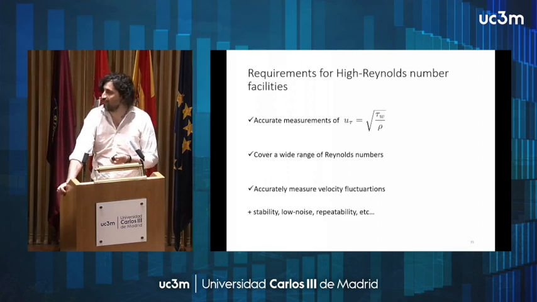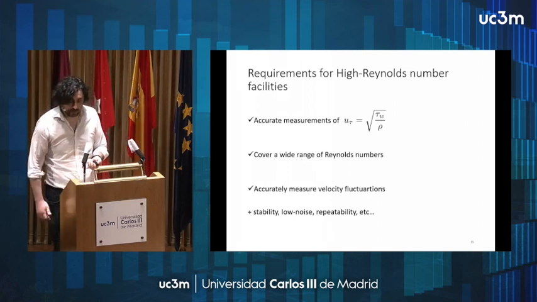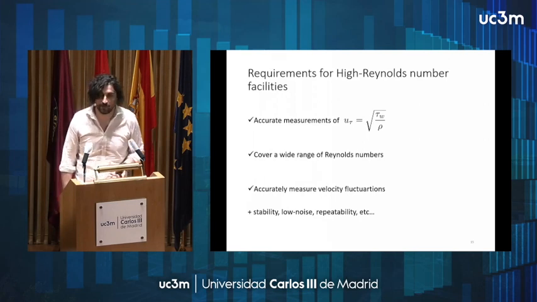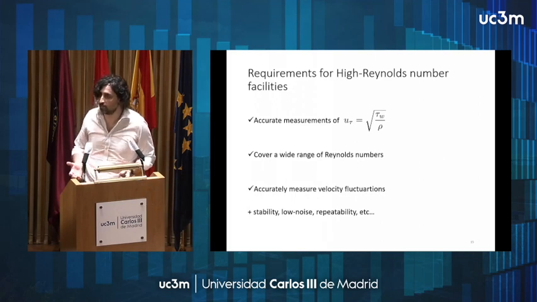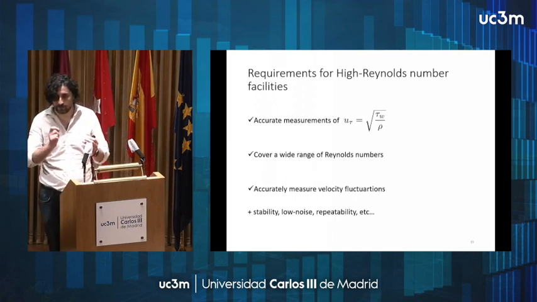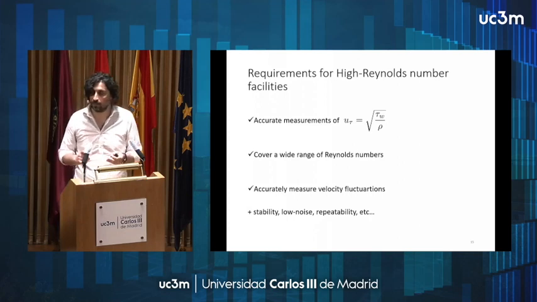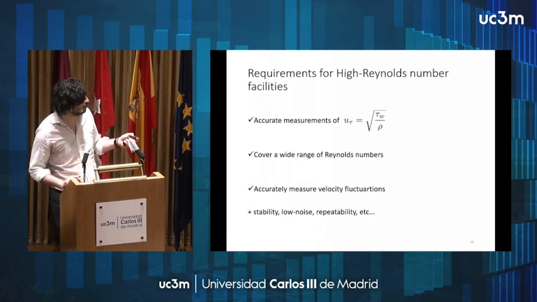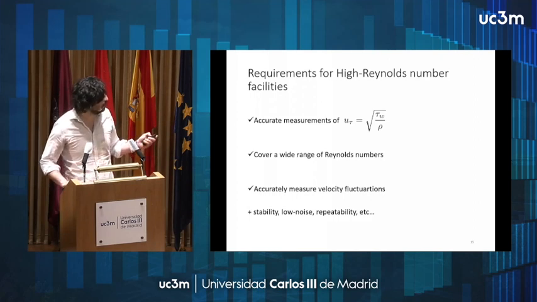But it is very important that we are able to accurately measure velocity fluctuations. And of course, the facility has to be stable, low noise, and repeatable, because the trends that we are looking at are characterized by subtle differences. So we need high accuracy and a low noise level.